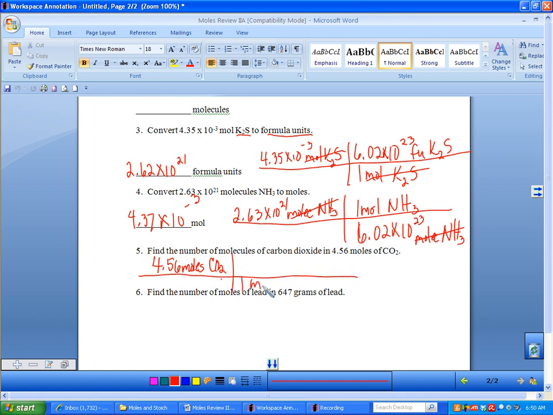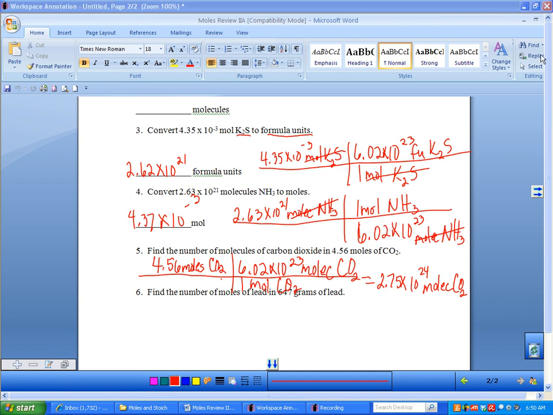Well, 1 mole of CO2 has 6.02 times 10 to the 23rd molecules of carbon dioxide, and it's molecules because it is a molecular compound. So I'm going to multiply this quantity by 4.56, and if I do that correctly, I should get 2.75 times 10 to the 24th molecules of CO2.